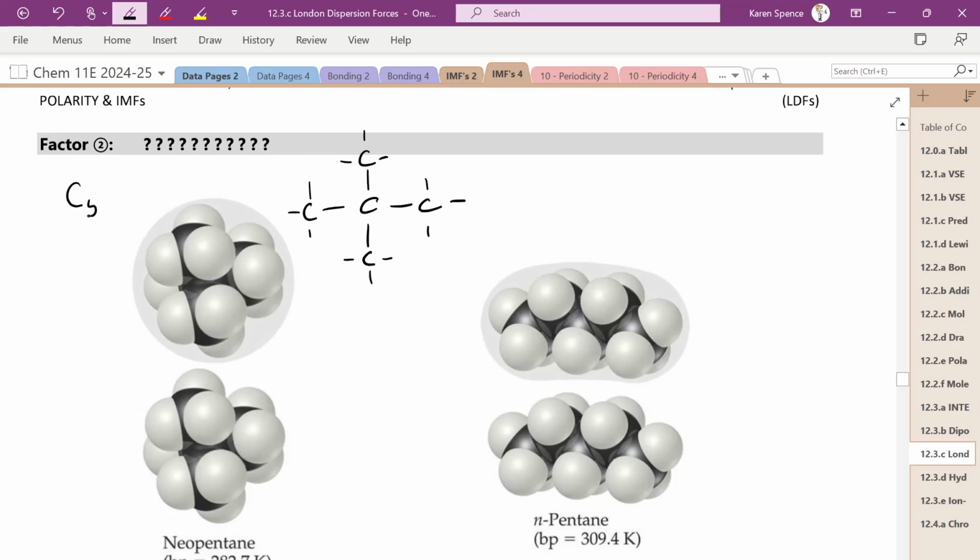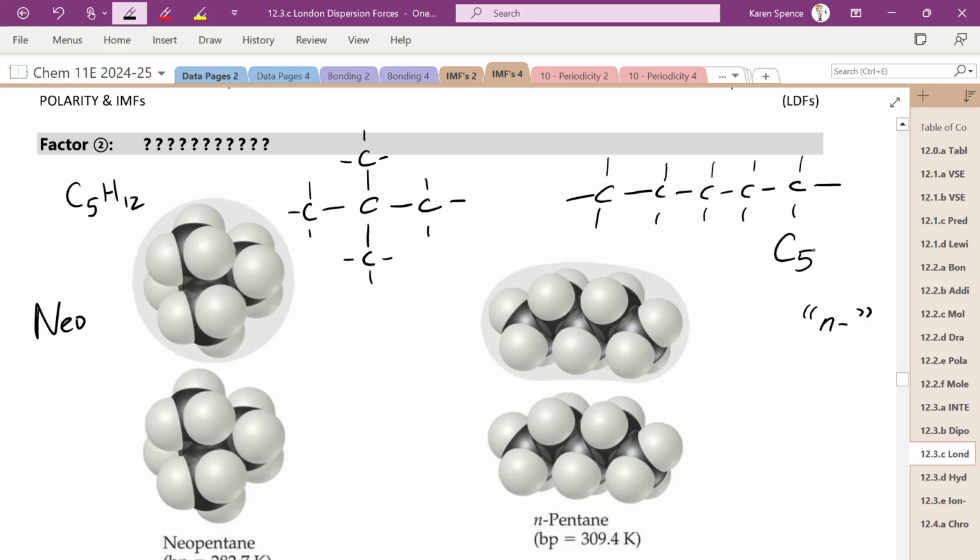It is C5H12. That's neopentane. Over on our other side, we have N-pentane. Okay, and it is C1, 2, 3, 4, 5. So its formula is C5H12. So what can you say about the number of electrons in each of these?